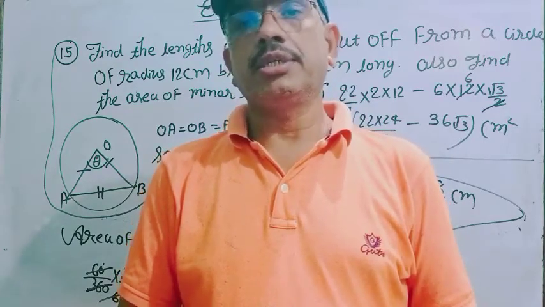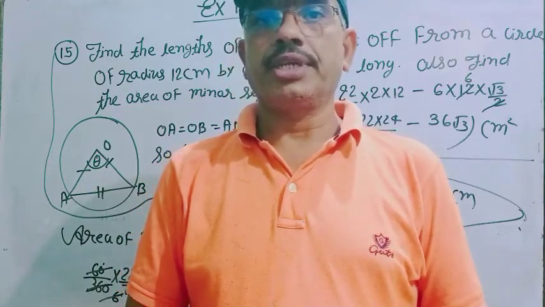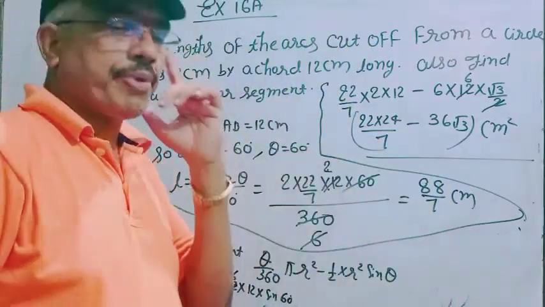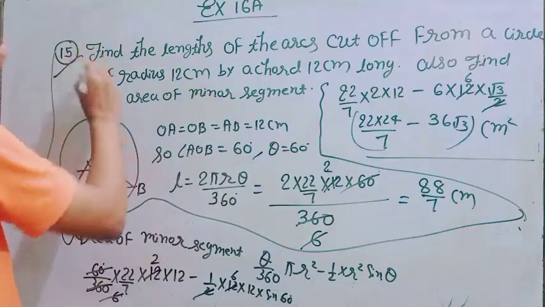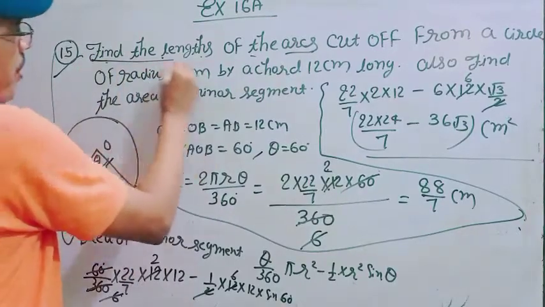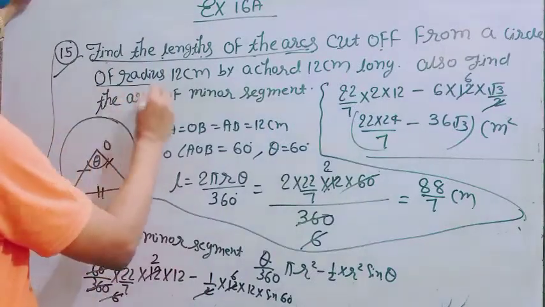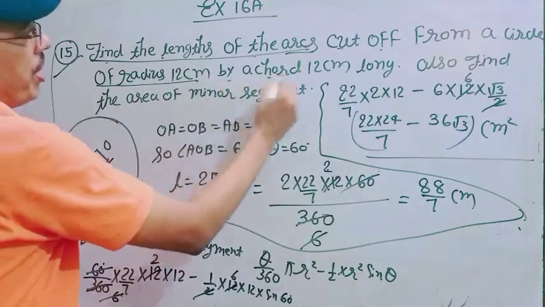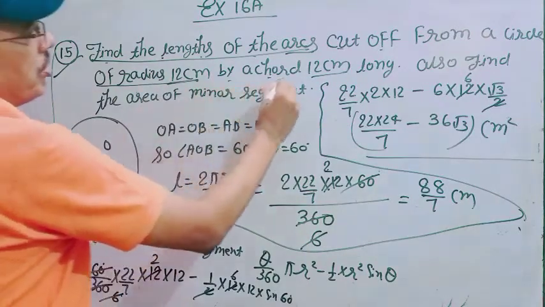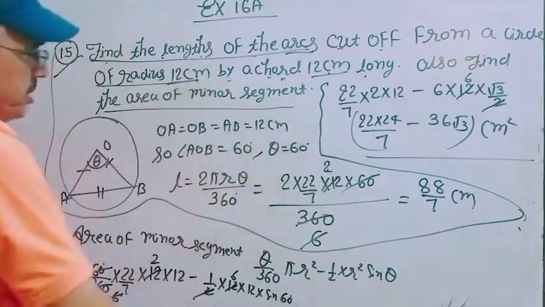Student, today I discuss the second part of exercise 16A related to the area of sector and segment of the circle. So now see here, I started from question number 15. The 15th question is: find the length of the arc cut off from a circle of radius 12 centimeter and of a chord 12 centimeter. Dear student, here radius is 12 centimeter and also chord is 12 centimeter long. Also find the area of the minor segment.